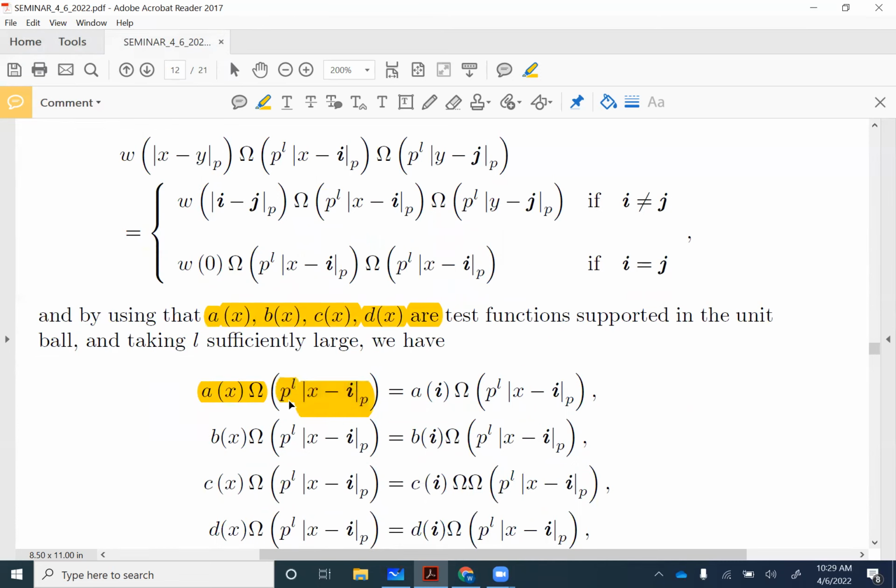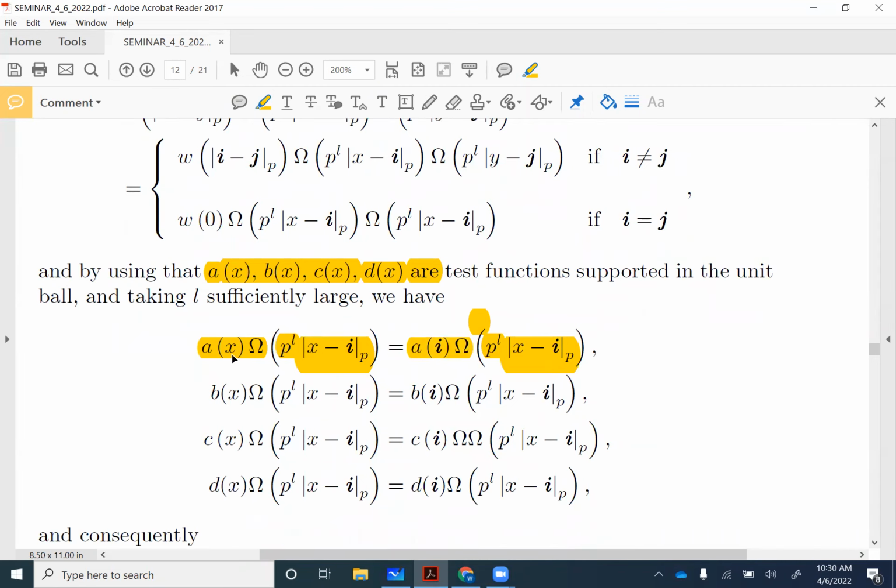Okay. In order to do this, we have to remember that A is a test function, which means that A is locally constant. Then this omega is the characteristic function of a ball. If the radius of this ball is very small, which means if L is large, then the value of this function restricted to the support of this function is constant. More precisely, it is this number. Okay, so this argument is valid for the functions b, c, and d.